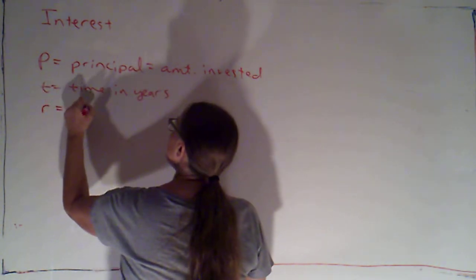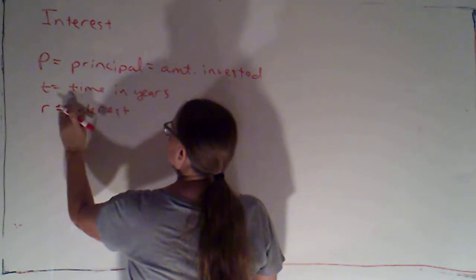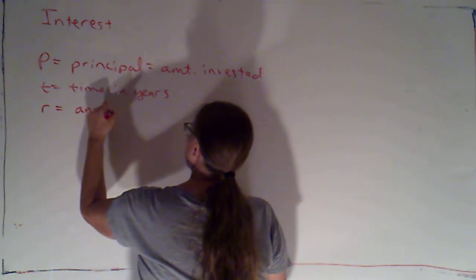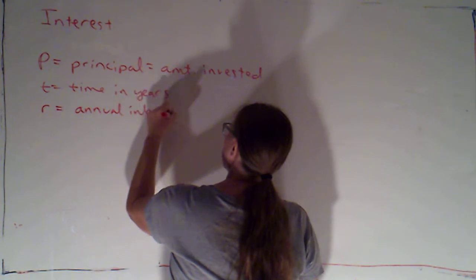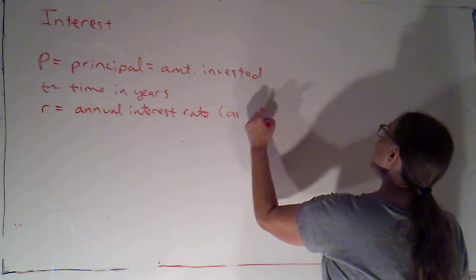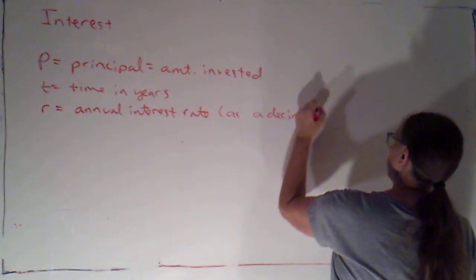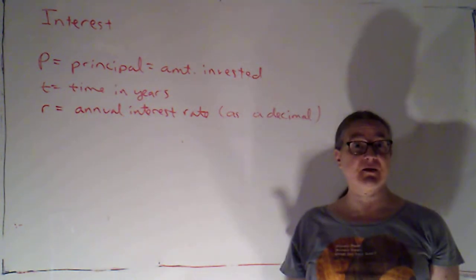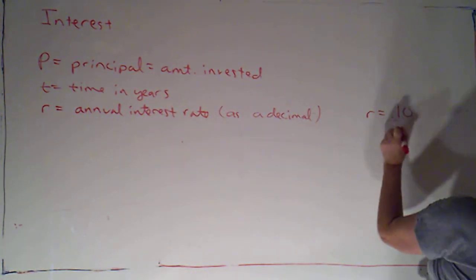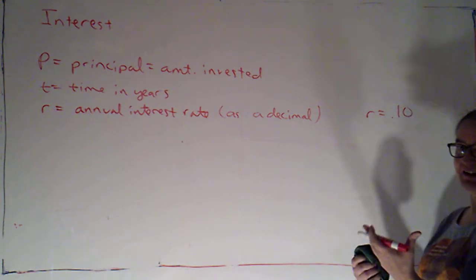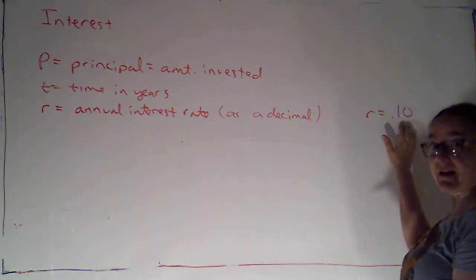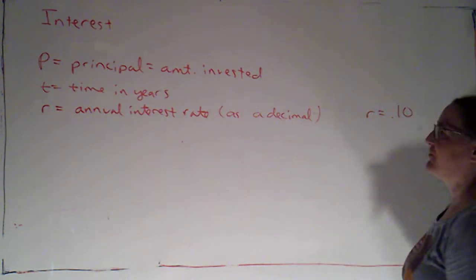R is going to be our interest rate. And let me specify, it's the annual interest rate. And it's going to be as a decimal. Okay. So it's usually going to be given to us as a percent. I said 10%, but in that problem, R would have been 0.10, not 10. In all the formulas, when you're working with a percent in math, you always convert it to a decimal before you plug into any formulas.